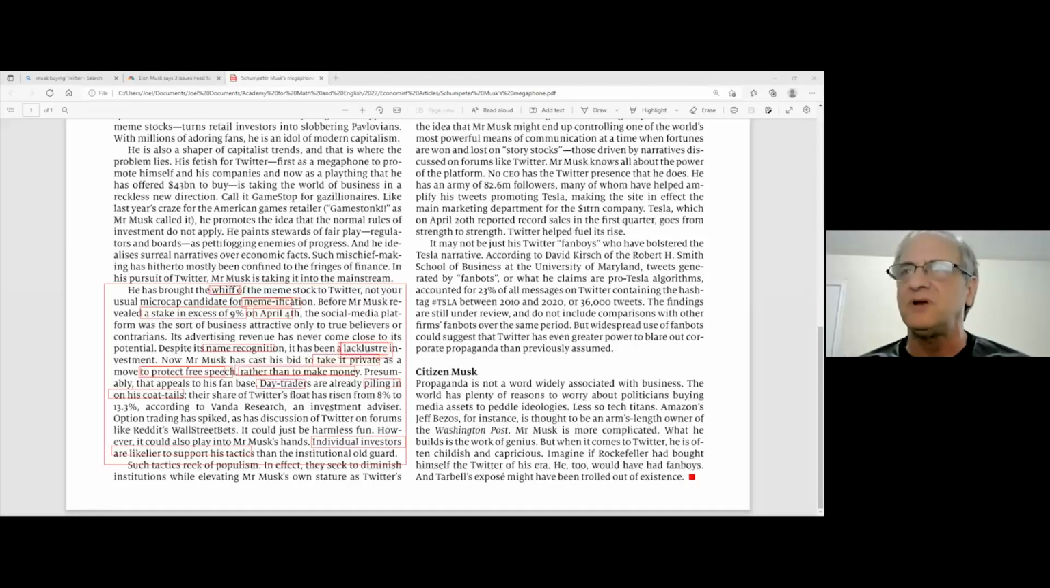Have you ever heard that before? Do you know what it means? I'm pretty sure piling in on his coattails is like they're figuring out his secrets and what he's doing. That's partly true. Figuring out what he's doing, but following him.